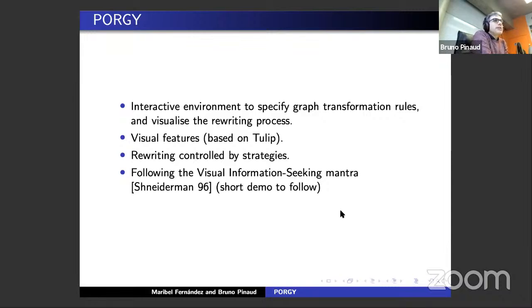And inside Tulip, everything follows what we know as the visual information seeking mantra. This mantra says: overview first, zoom and filter, then details on demand. Usually in visualization, we are often working like this. And I will show you how now.